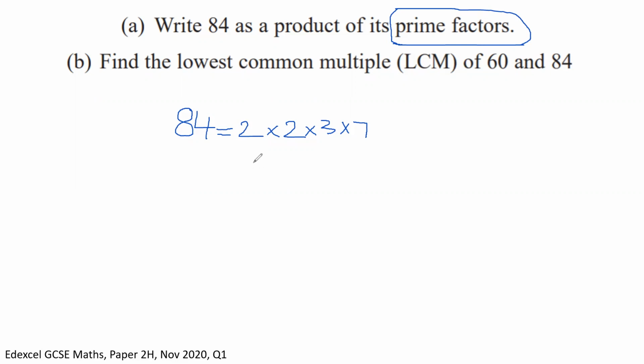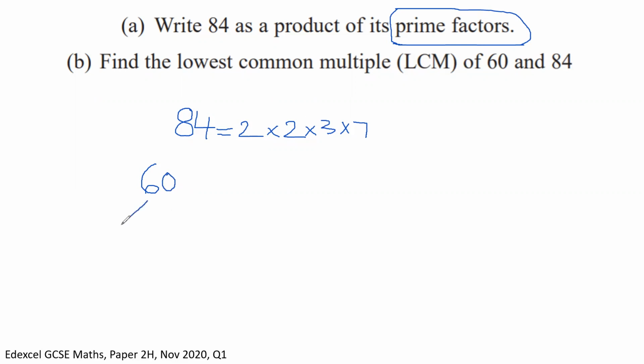So the best way of doing that is to break each of the numbers down into their prime factors. So we've done this for 84. We know that 84 is comprised of 2, 2, 3, and 7. What about 60? So let's do exactly the same as we did for 84, but with 60.